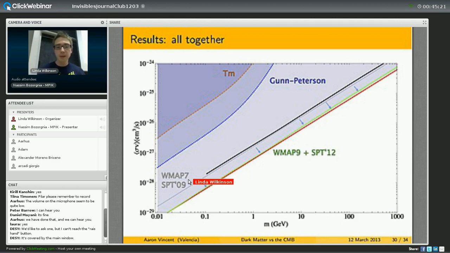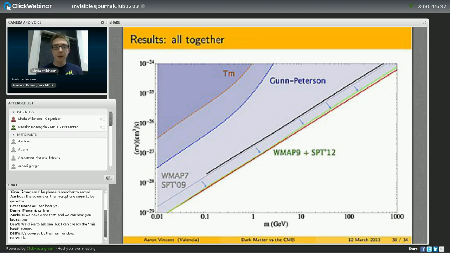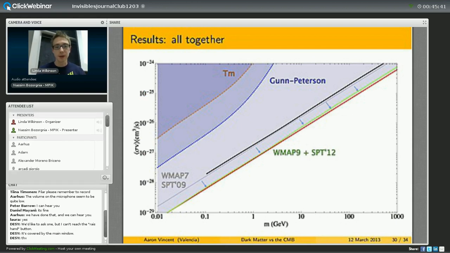So we found that it's a combination of actually the new WMAP data as well as the new South Pole Telescope data that gives us this nice improvement. And as for Planck, our best guess would be, following some rough forecasts that we made, we would expect a factor of 5 or so improvement with respect to these bounds that we've computed with WMAP 9.